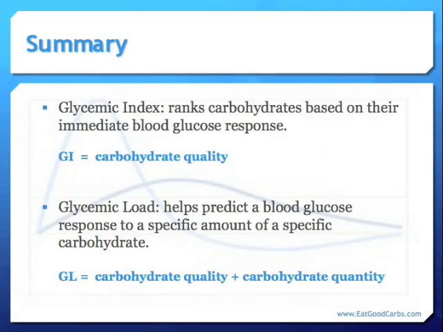To summarize, the glycemic index ranks carbohydrates based on their immediate blood glucose response. In other words, the GI focuses on the quality of the carbohydrate. The glycemic load helps to predict a blood response to a specific amount of a specific carbohydrate. Glycemic load takes into account both the quality and the quantity of the carbohydrate.